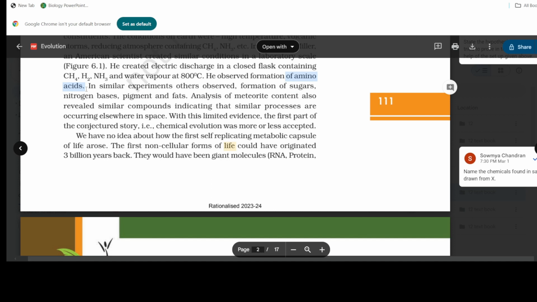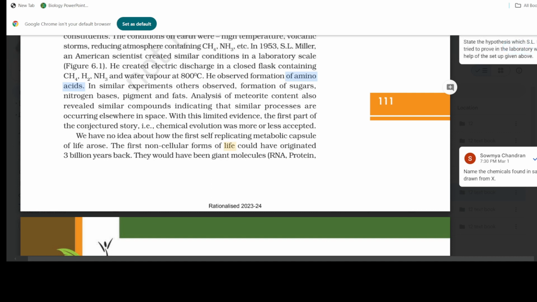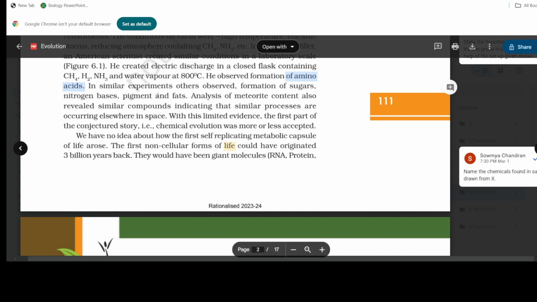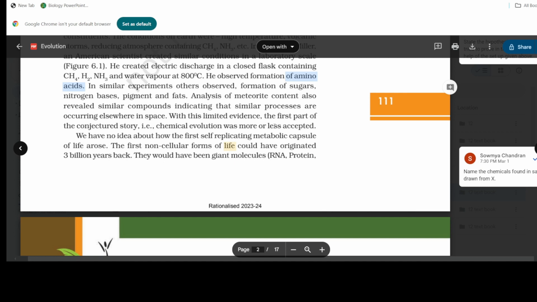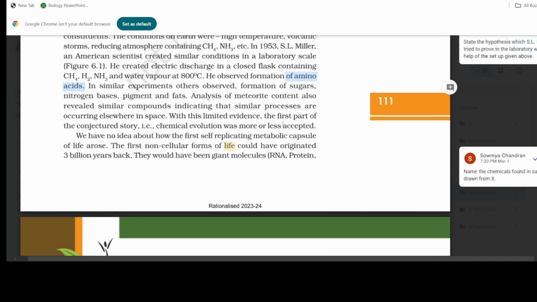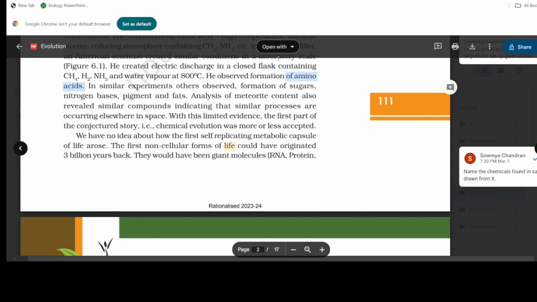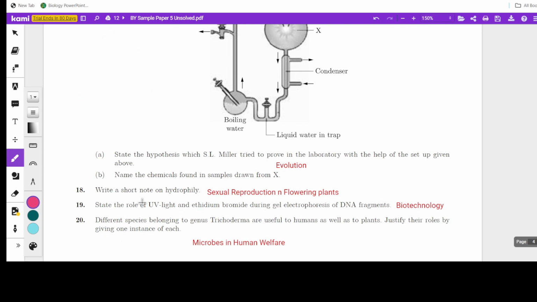In one of the sample question papers, remember children, listen, they have asked about similar experiments. In similar experiments, they got sugars, nitrogenous bases, pigments and fats. So the experiment in this setup, what Miller got as a product, was amino acids. Traces of amino acids were found. Clear? We'll move on to the next question. Write a short note on hydrophily. You know what is hydrophily?